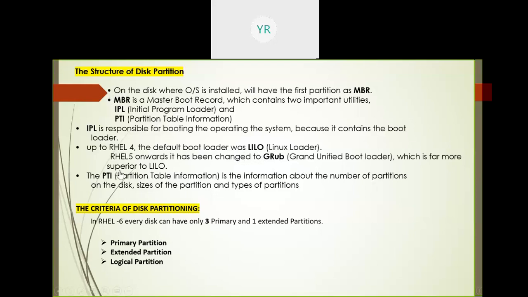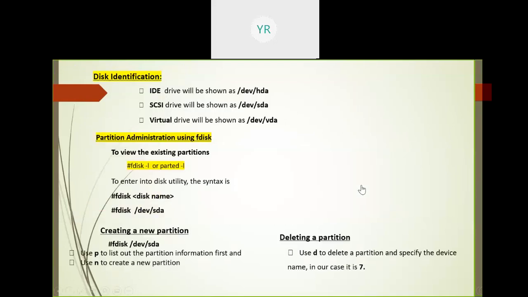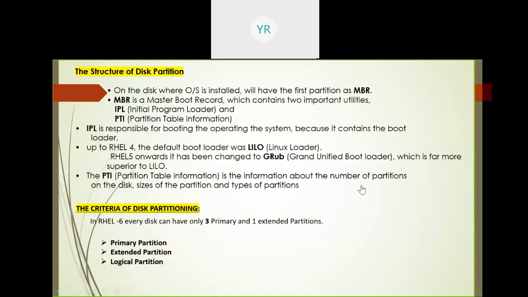So it is a partitioning concept. I am not going deep into MBR here; you will see all that in the booting process. Next, PTI is partition table information. It holds the number of partitions on the disk, the size of each partition and the types of partition. That means the entire information about the partitions is kept in the partition table information.